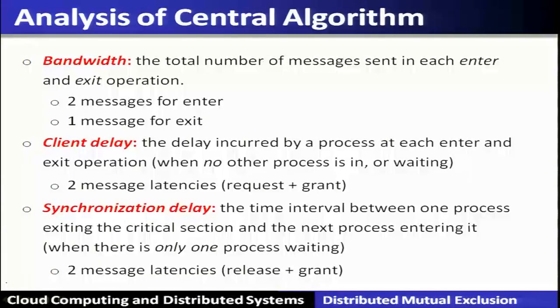Similarly, the client delay will incur two messages. This delay is incurred by a process at each enter and exit operation. So the enter operation will require two message delays when no process is in the critical section or waiting, because the request message has to go and the master has to grant. Similarly, as far as the synchronization delay is concerned, it also requires a two message latency, why? Because exit will send the token back to the master and the master will then allow the next one to go.